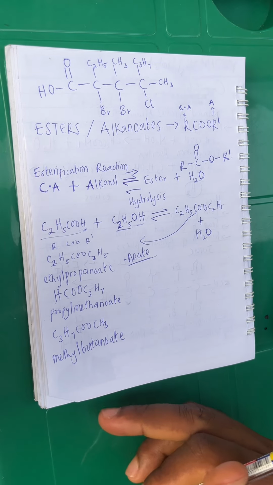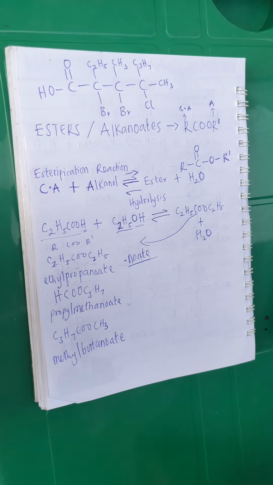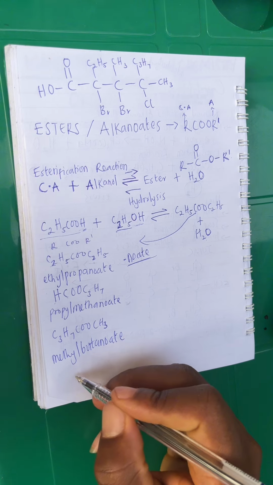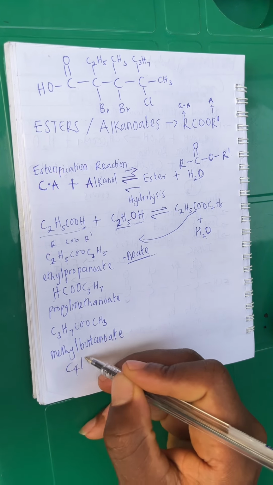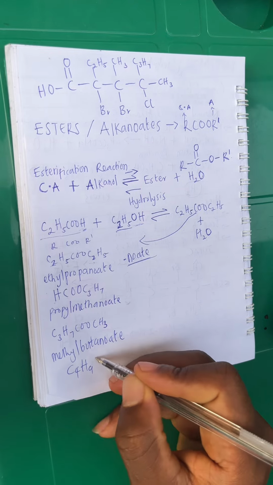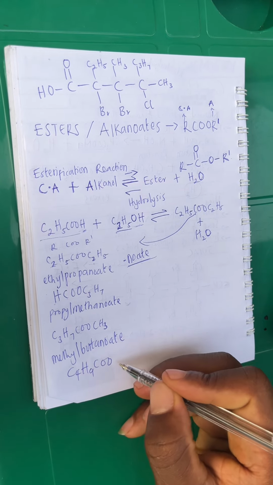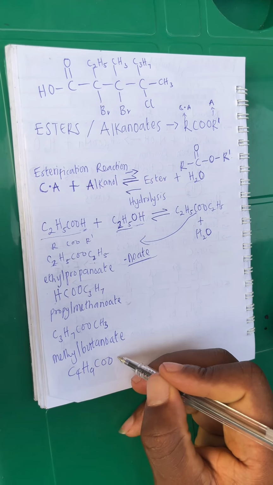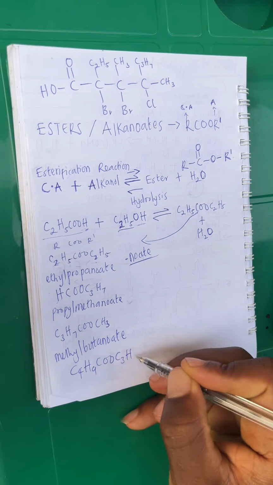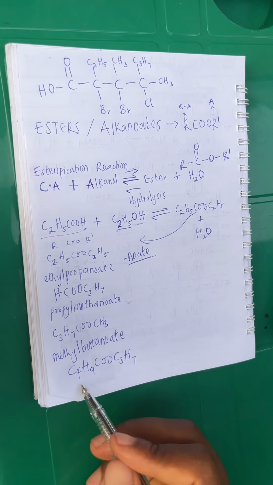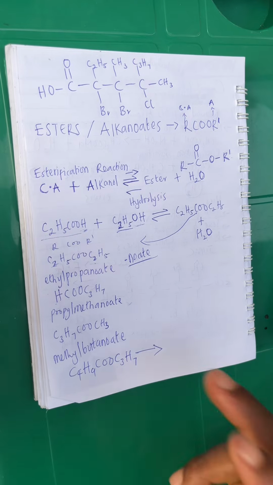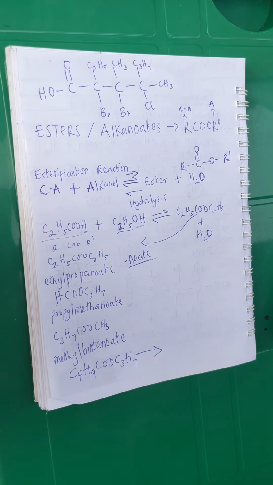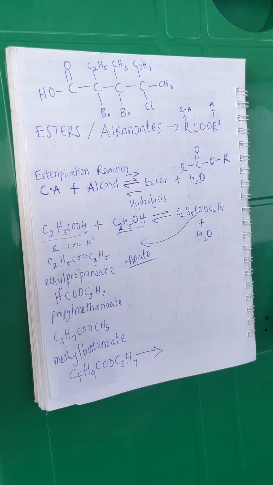So now let me give you guys a classwork that you should do and write the answer in the comments. Okay, C4H9COOC3H7. So what is the IUPAC name of this particular compound? Write it in the comments and I'll be in the comments letting you know the correct answers. So that is it.